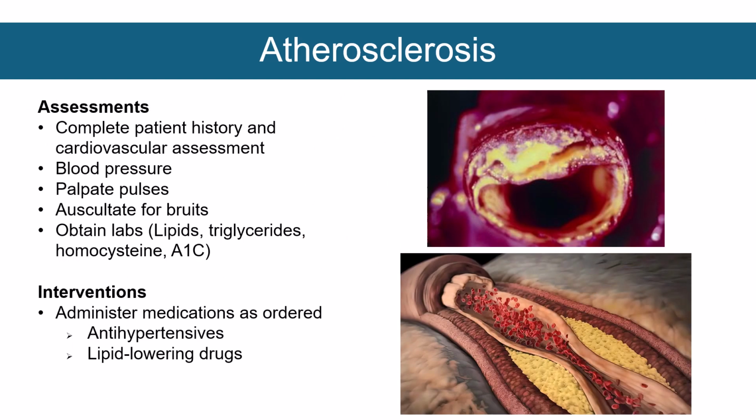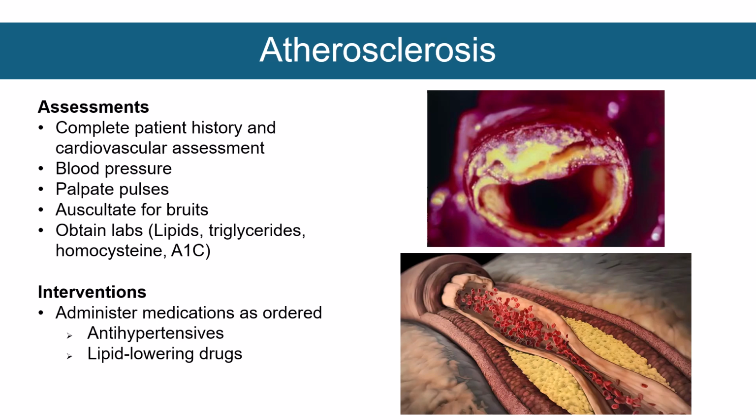Okay, so how do we assess for atherosclerosis? We're going to start with a comprehensive cardiovascular assessment. We're going to thoroughly review the patient's personal and family medical history, especially regarding cardiovascular conditions like diabetes, and lifestyle factors like diet, exercise, and smoking. We're going to ask about symptoms like chest pain, shortness of breath, leg pain with walking, which is called claudication, and any history of stroke or mini strokes, which are called TIAs, transient ischemic attacks.